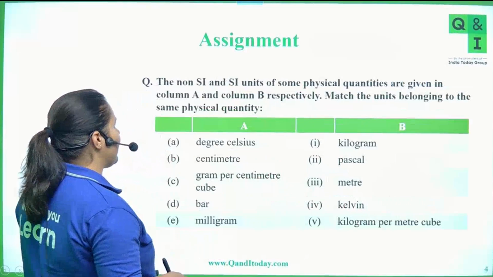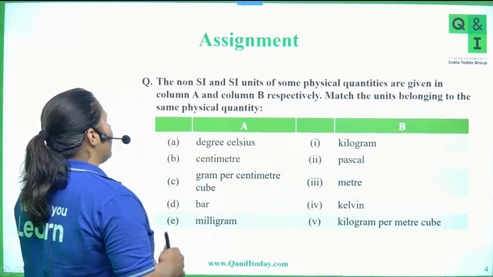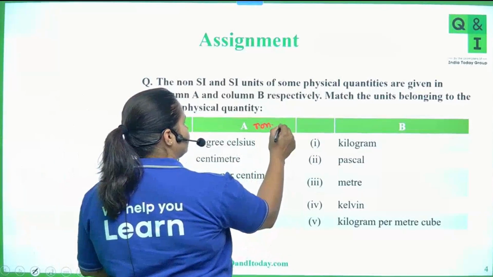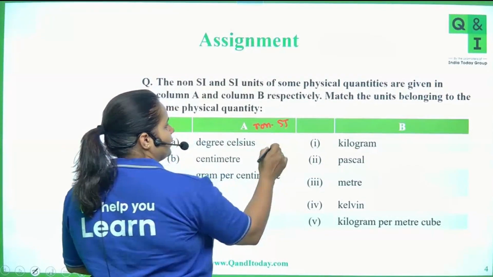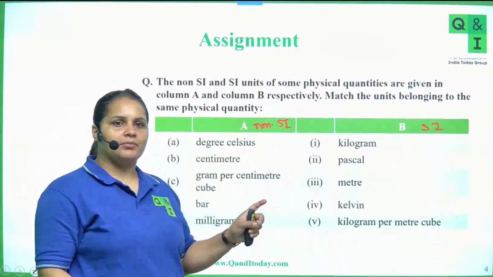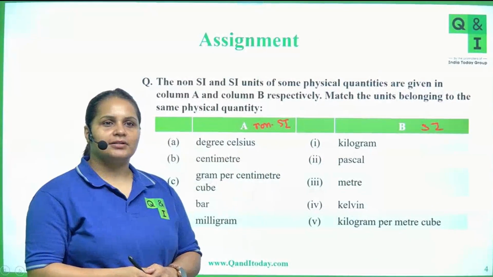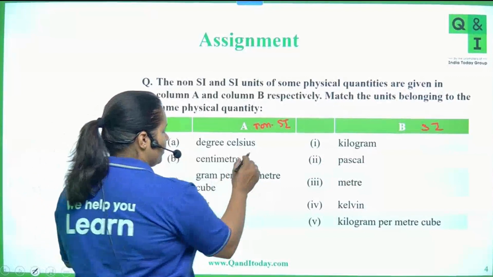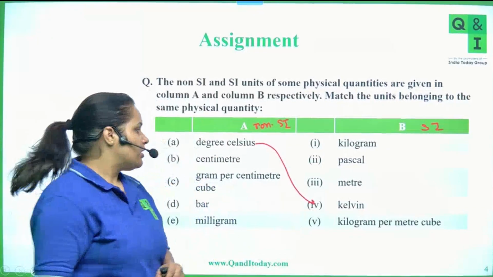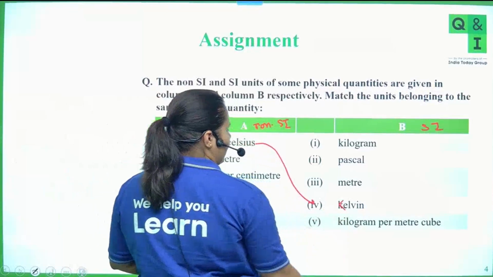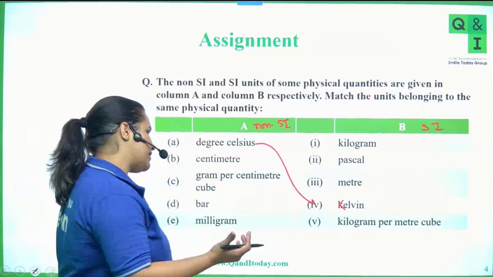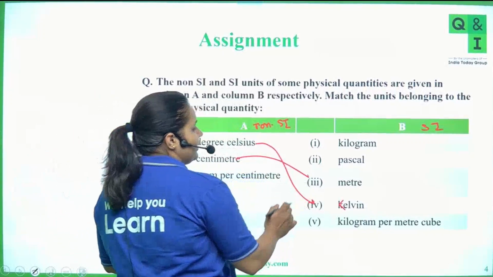Okay, moving to the next assignment here. I gave some non-SI units here and SI units here. So you had to match them. What do you say? Degree Celsius. Kelvin. Very good. Degree Celsius is actually the unit of temperature. So K should be capital. Yes, capital. Okay, centimeter. Meter. Exactly. That's the unit of length.